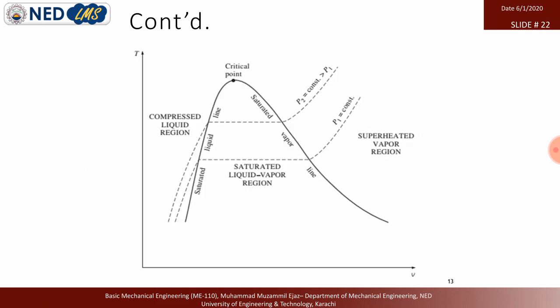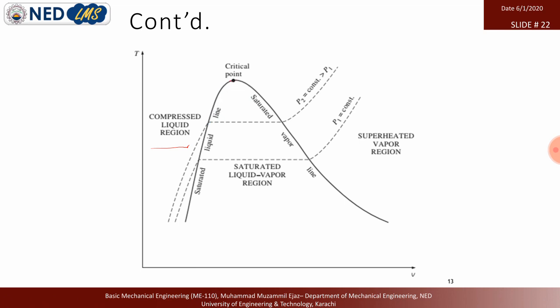By joining these points, we make a line that is called the wet dome. In thermodynamics, it is called the wet dome. Anything to the left of it is a completely compressed liquid region. Anything under this line is called the saturated liquid-vapor region. It's a mixture, and after that we have a superheated region. At this point, all properties are saturated liquid properties. At this point, all properties are saturated vapor properties, and we call this line the saturated vapor line and this line the saturated liquid line.